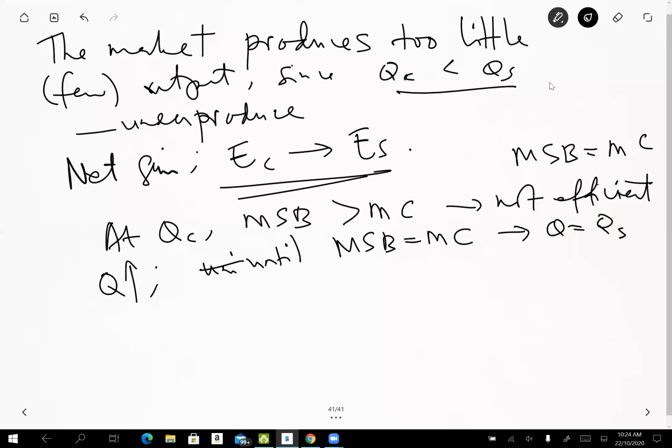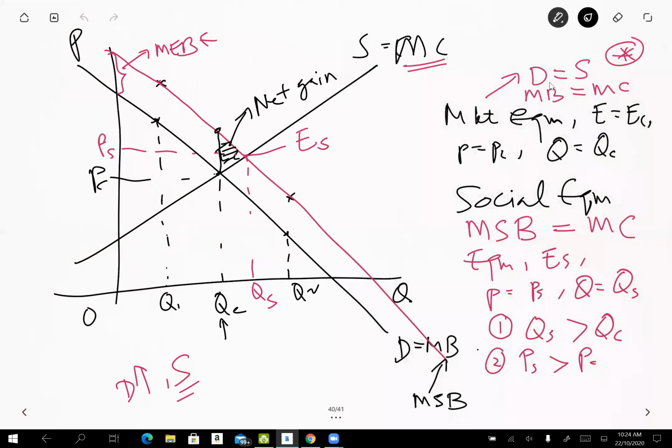So therefore, that triangle is the net gain to the society due to the positive externality. All right, so that is the net gain to the society. So basically the effects are, there will be higher quantity, higher price, and there is a net gain to the society. Okay, all right. So that is the positive consumption externality.